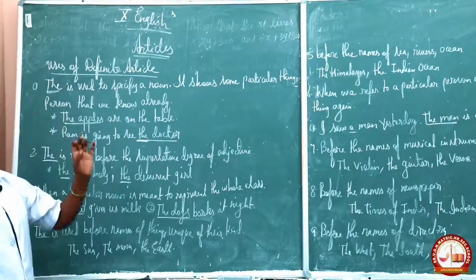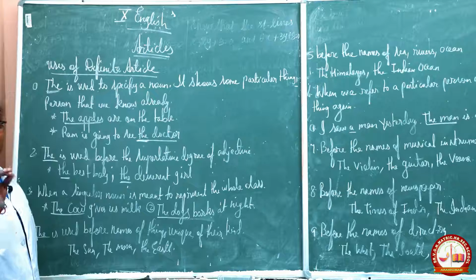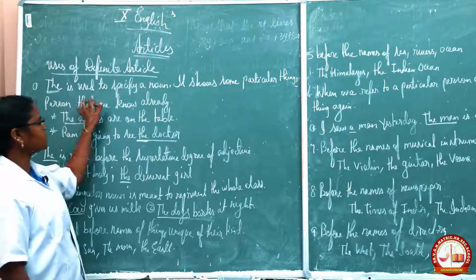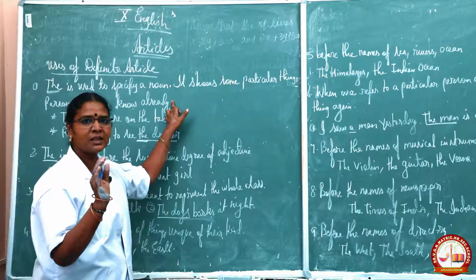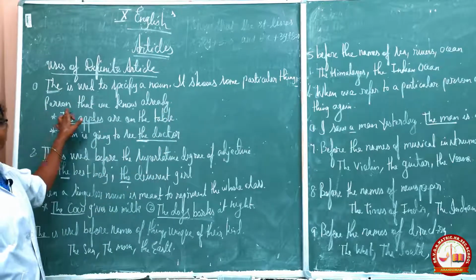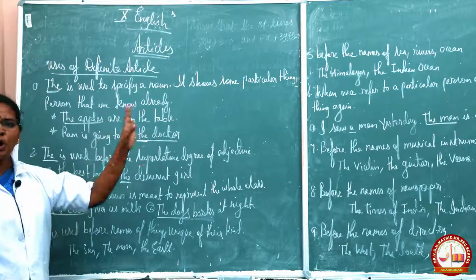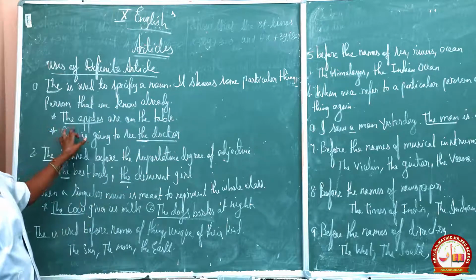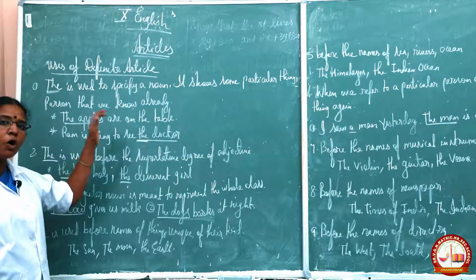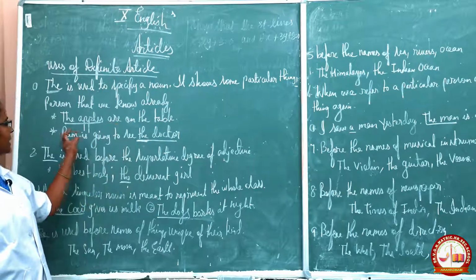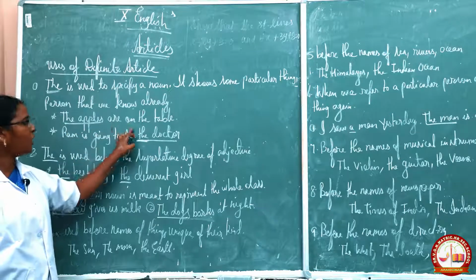So what is a definite article? The is called the definite article. The is used to specify a noun. It shows some particular thing or person that we already know. For example, the apples are on the table. So here, the apples. You already know the apples. That is why we use the apples are on the table.